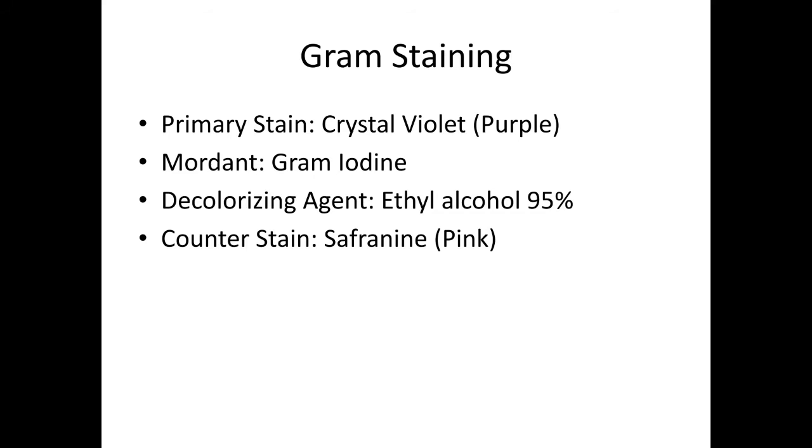And then there is the mordant that intensifies the color of the primary stain. And then there is a decolorizer, which in the gram-negative case decolorizes the cell, and the cell then takes the color of the counter stain. Then the counter stain, that is safranin, provides pink color to the decolorized cells.